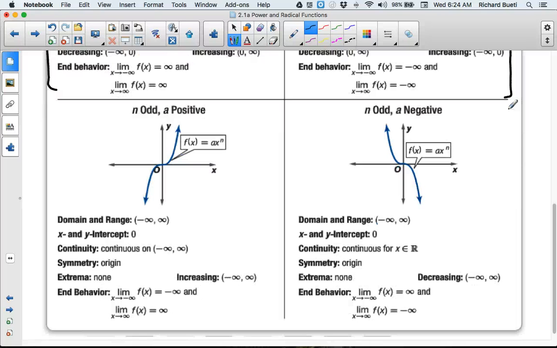The other possibility is that the exponent is odd, and then we also do the same thing where a can be positive or negative, and we'll find that we'll have these possible behaviors. So let's put these behaviors in.